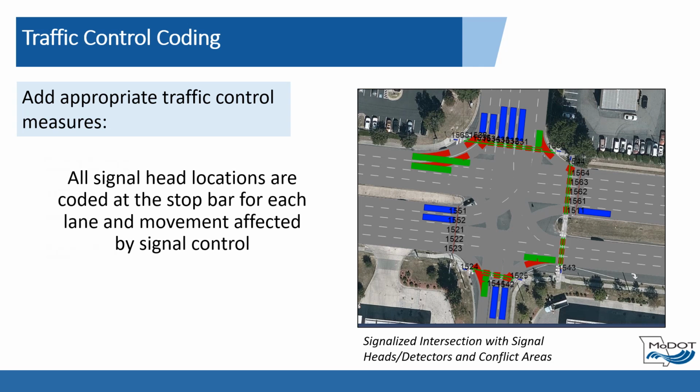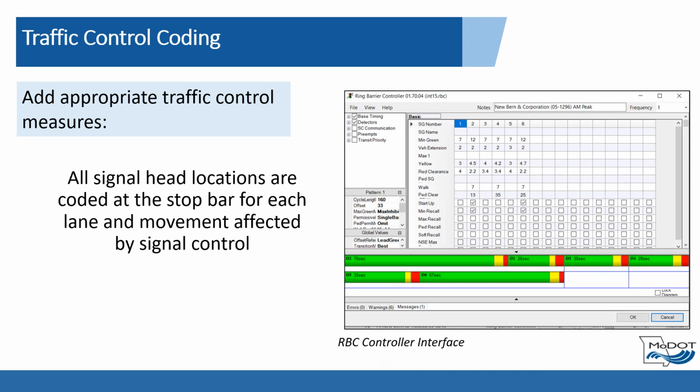For traffic signals, all signal head locations are coded at the stop bar for each lane and movement affected by signal control. The signal head locations are linked to external files set up within the Vissim software that control the signal logic, including cycle lengths, splits, and offsets, as well as minimum green times and yellow and all red indications. Several signal control modules are available to input this information, with the RBC controller interface being the most flexible and commonly used.